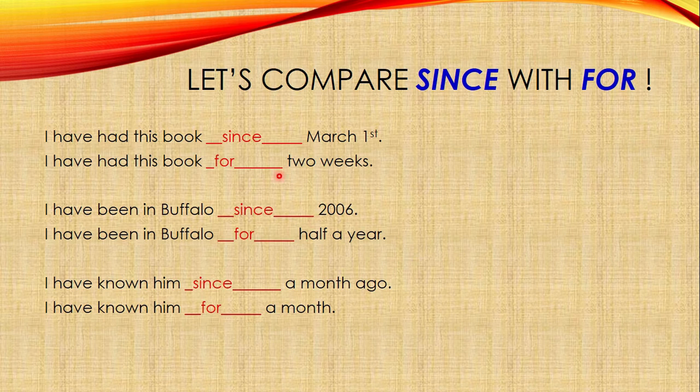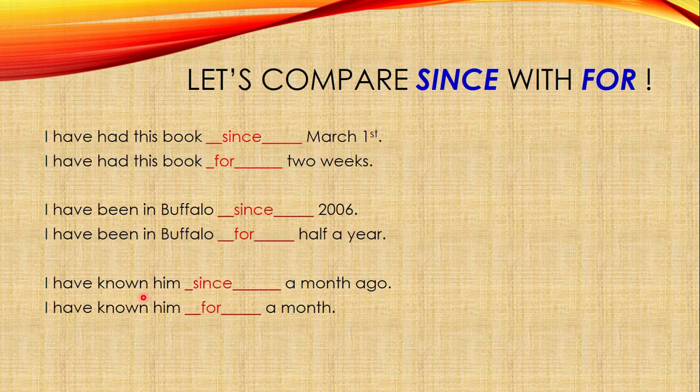So let's see. I have had this book since March the 1st because it's a date. I have had this book for 2 weeks. It's talking about duration of time. I have been in Buffalo since 2006. It's a year. I have been in Buffalo for half a year. It's duration of time. For half a year quiere decir durante 6 meses.